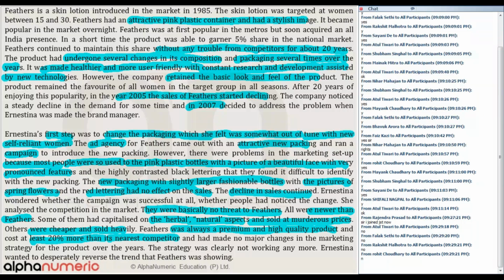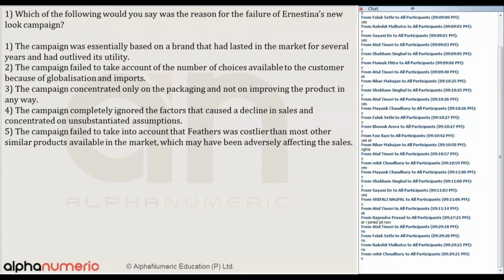Now, that line is important. It had made no major changes in the marketing strategy for the product over the years. The strategy was clearly not working anymore. Anistia wants to desperately reverse the trend that Feathers was facing. Now, coming back to the questions, those who had marked option number 3.